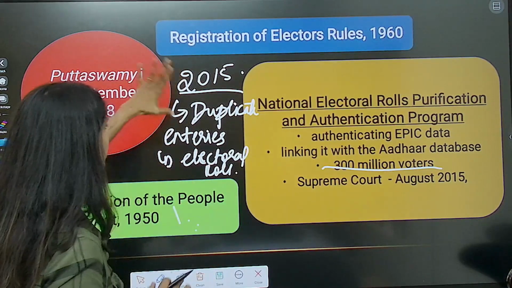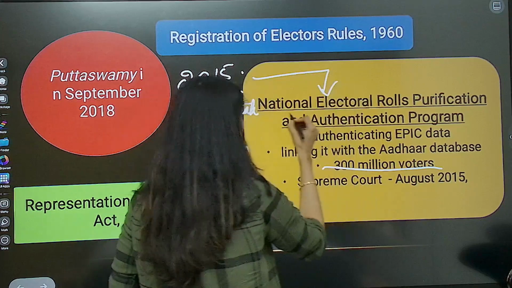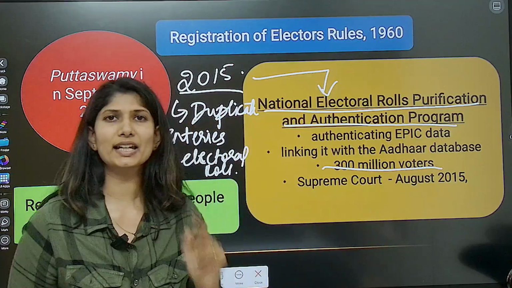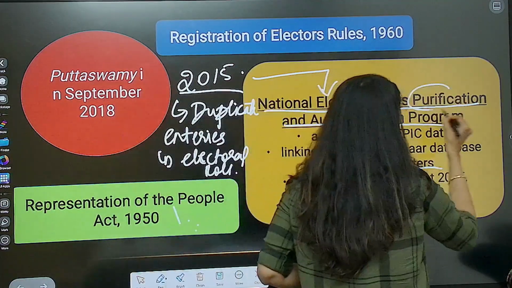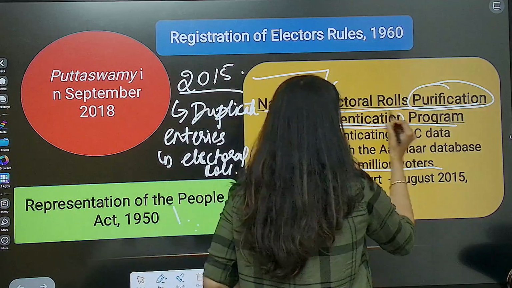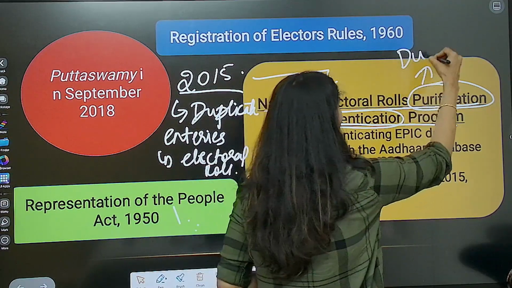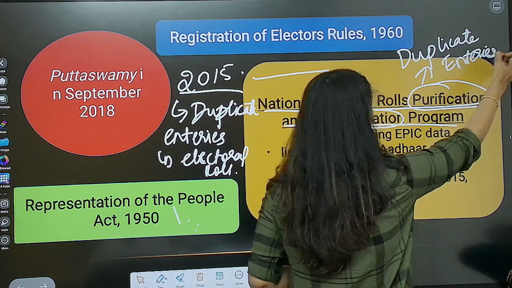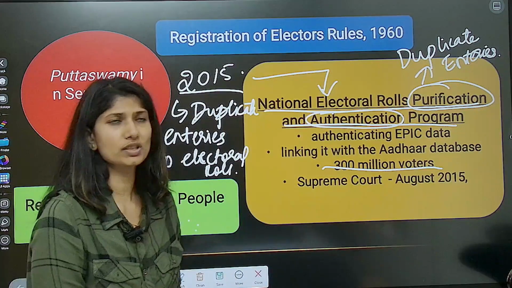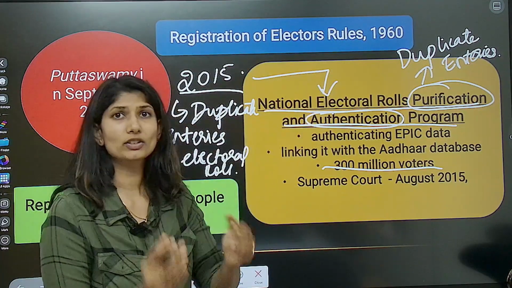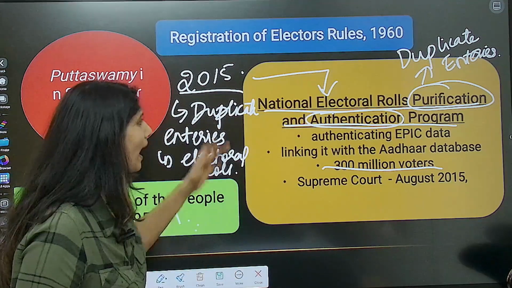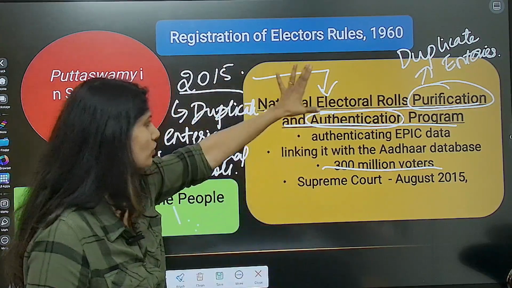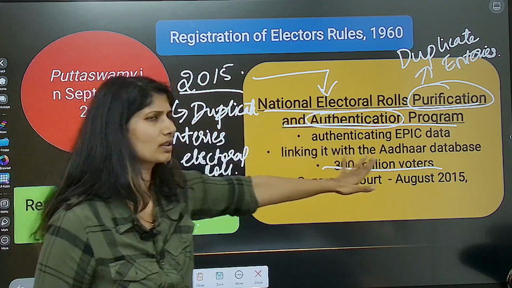To do this, your Election Commission had brought this. What is it? National Electoral Rolls Purification and Authentication program. Two main keywords you have to remember here. Look at this. Purification, authentication, that is, remove the duplicate entries. You can also curb your election fraud through this. Yes, you will authenticate it because Aadhaar is your biometric data, and you will also remove the duplicate entries. With this idea, they launched this in 2015. They went ahead and did this within a span of 3 months of time.